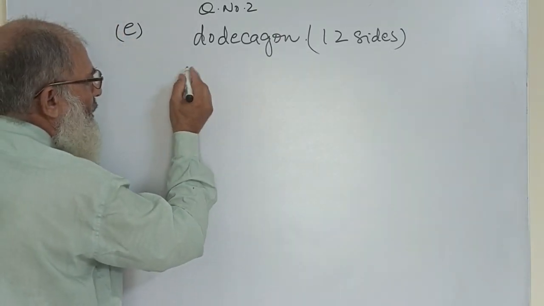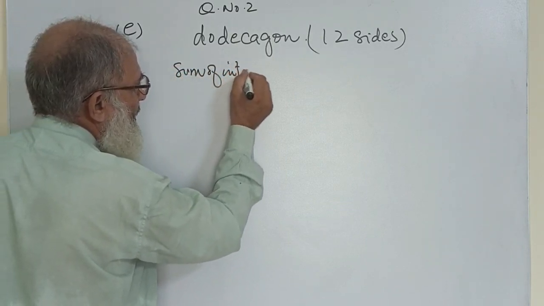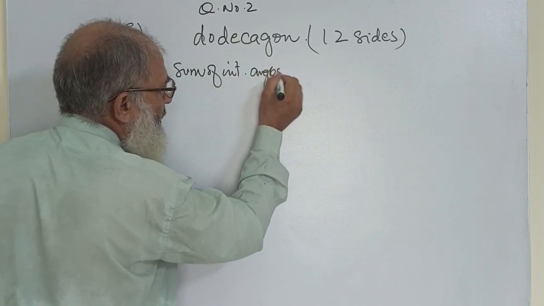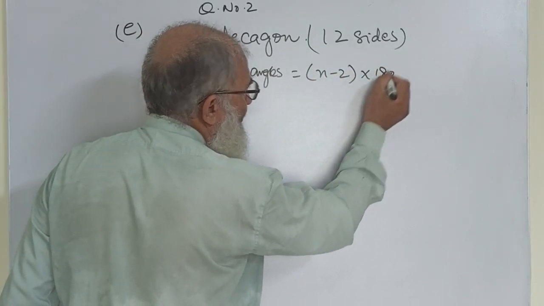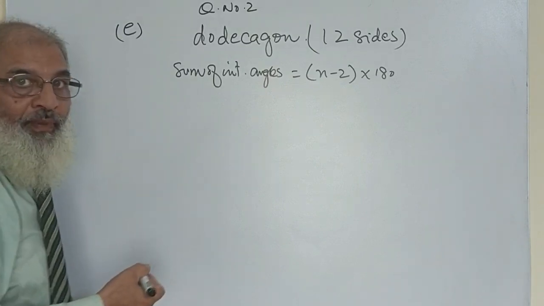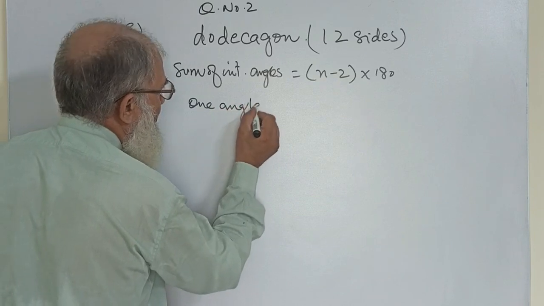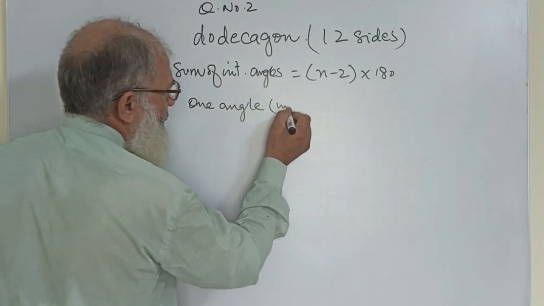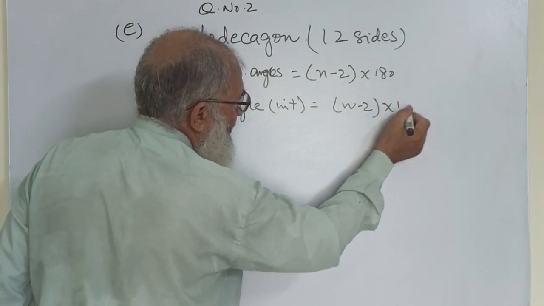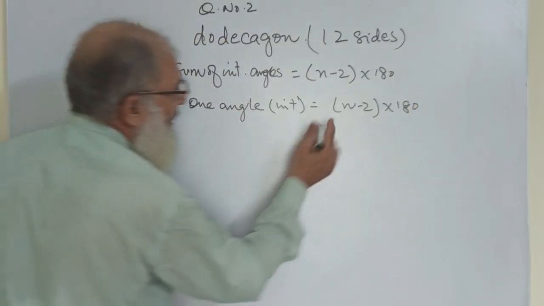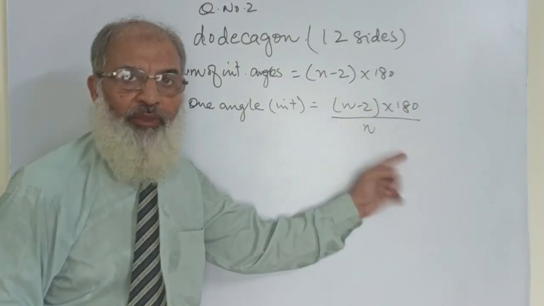First, our formula will be the sum of interior angles of polygon. Now it is equal to n minus 2 multiplied by 180, and if we want to find one interior angle out of it, the same result will be divided by n. So one interior angle will be equal to this.